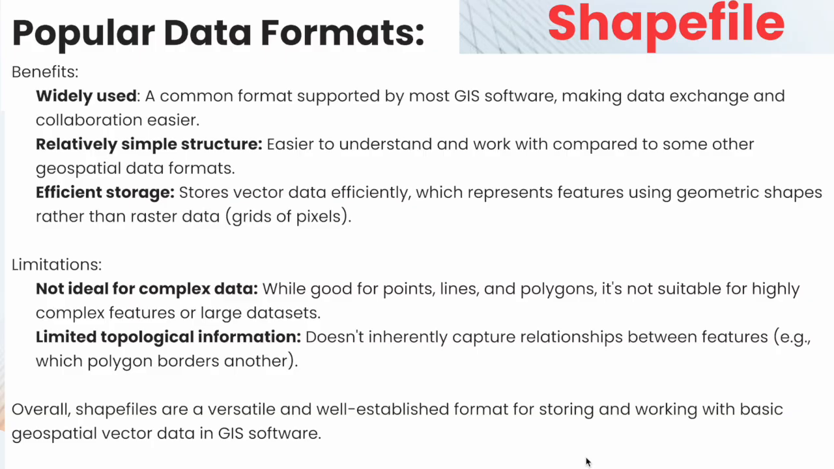Limitations. It is not ideal for complex data. So it is points, lines, polygons. But large data sets, this is probably not appropriate. And it has limited topological information. So it doesn't inherently capture relationships between features. So like when one polygon borders another, it doesn't actually capture all of that. Whereas your raster would.